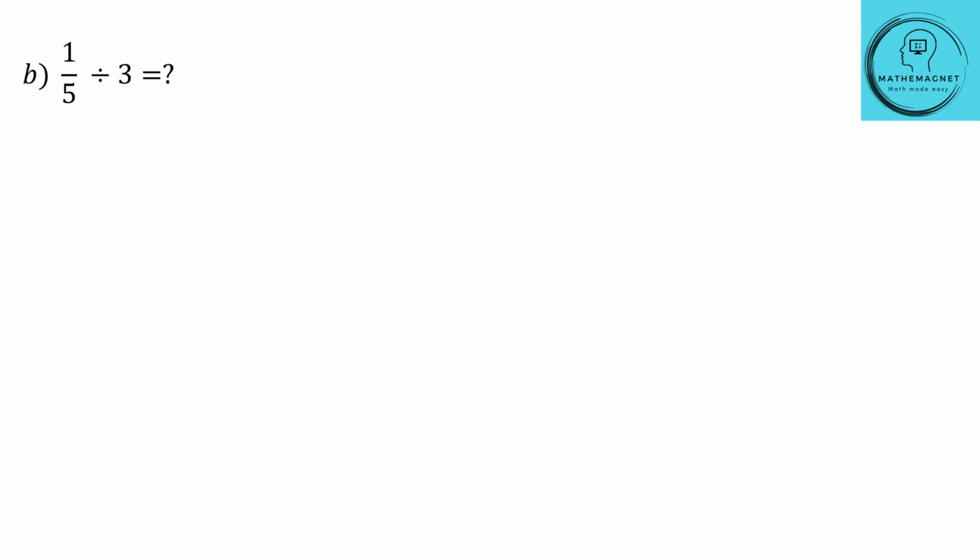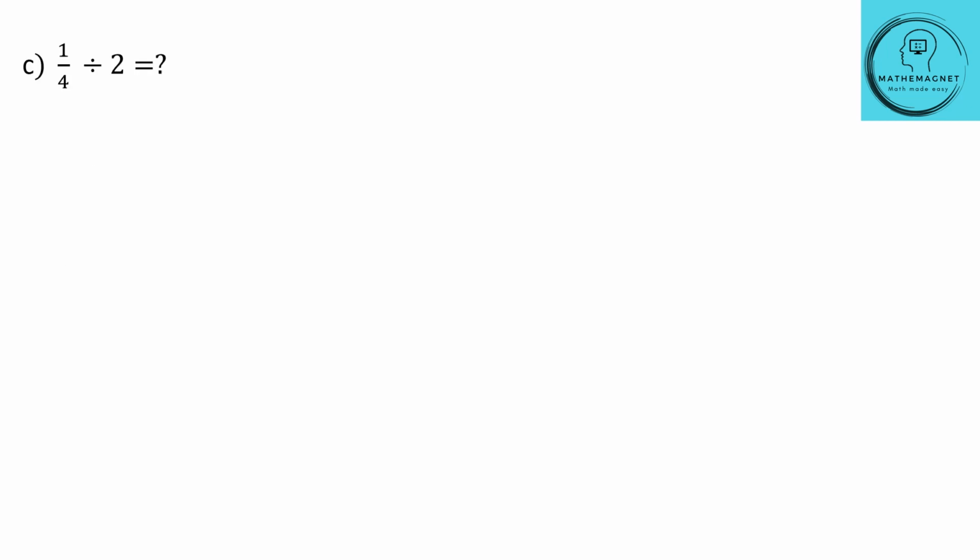Next question, 1 by 5 divided by 3. This can be rewritten as 1 by 5 divided by 3 by 1. The whole number can be written as a fraction in this format, right? 3 by 1. Now what is the first rule? We will convert the division into multiplication and then flip this number. So it becomes 1 by 5 into 1 by 3. Now we multiply the numerators and denominators separately. So 1 into 1 by 5 into 3, which is equal to 1 by 15.